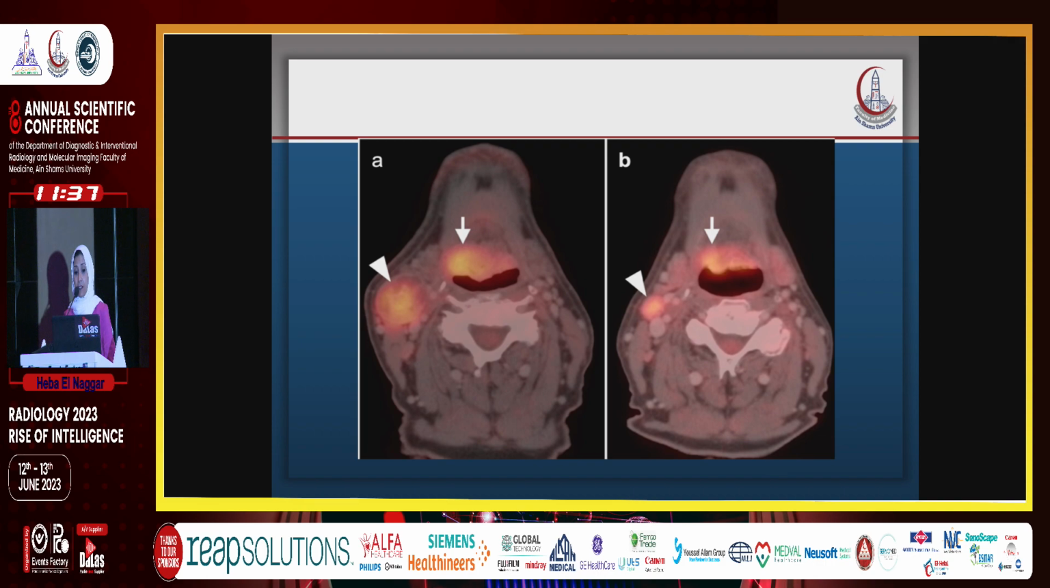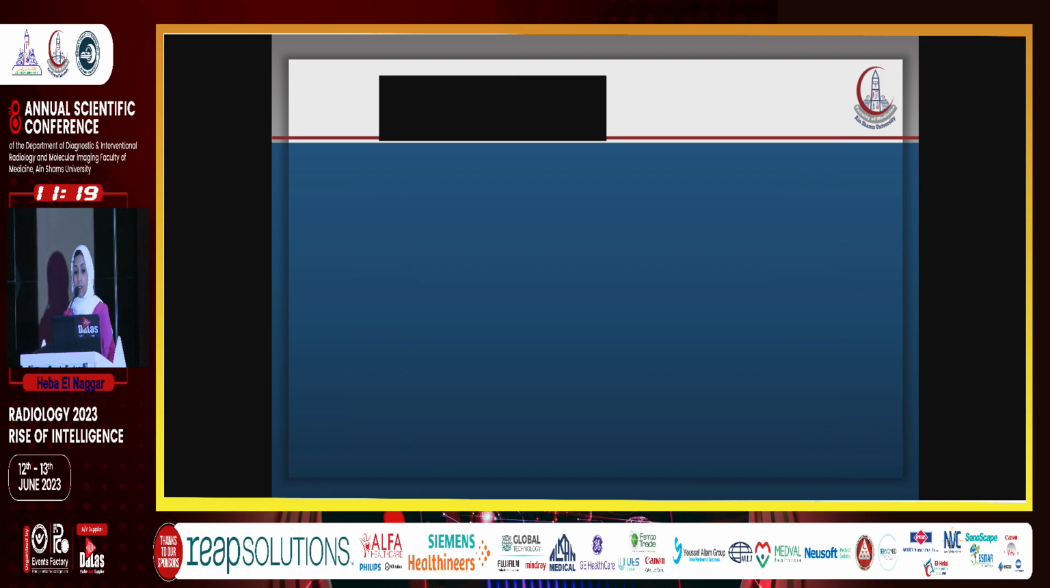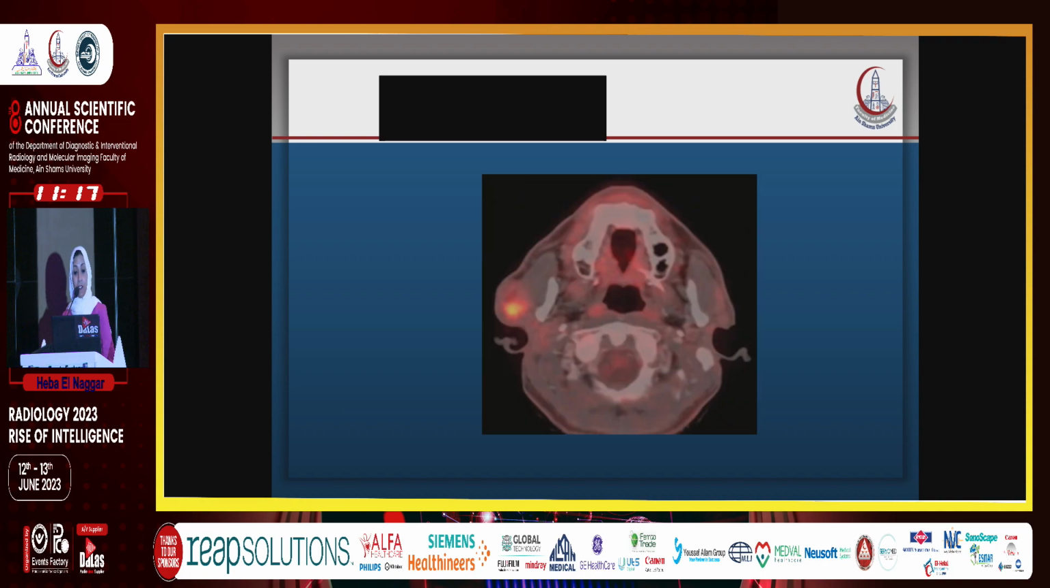Now, let's look at this case. This patient shows focal FDG avidity at the back of the tongue associated with a pathologically enlarged FDG avid lymph node. This is a case of cancer tongue, and the patient received chemotherapy and was referred for follow-up. As you can see here, there is marked metabolic and morphological regression in the primary tumor as well as the lymph node.